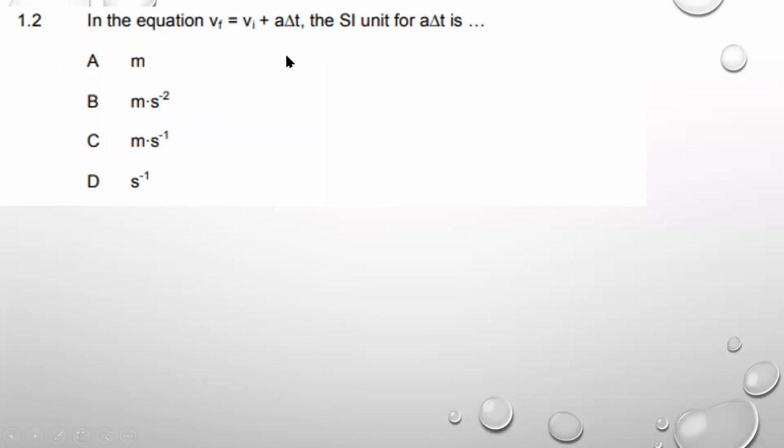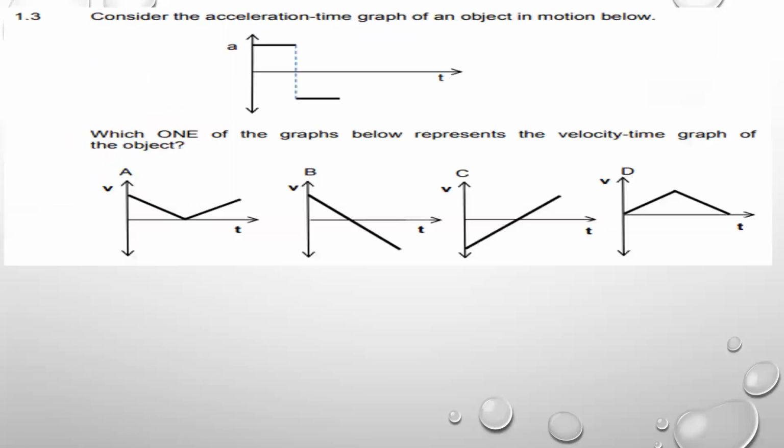In the equation, V final equals V initial plus A times delta T. SI unit for A times delta T. What we know, A times delta T is velocity. So unit of velocity is meters per second.